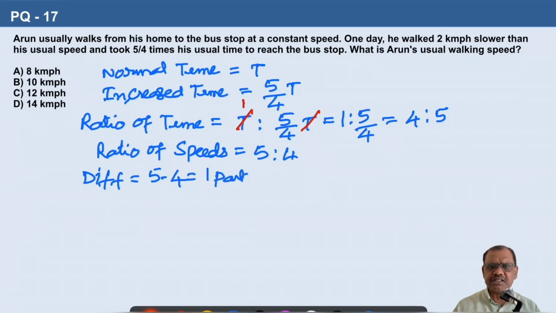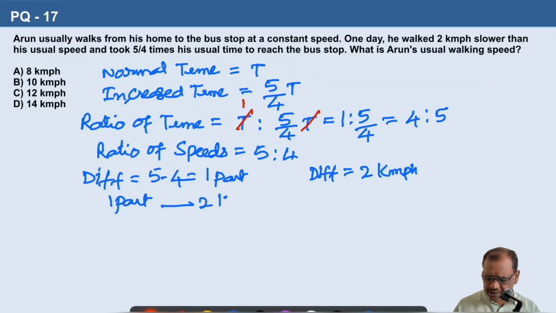So according to the question, what is the difference of speeds? The difference of speeds according to the question is 2 kilometers per hour. So he is going at a speed of 2 kilometers per hour slower than the usual speed. So that is the difference. So this one part is equivalent to 2 kilometers per hour.